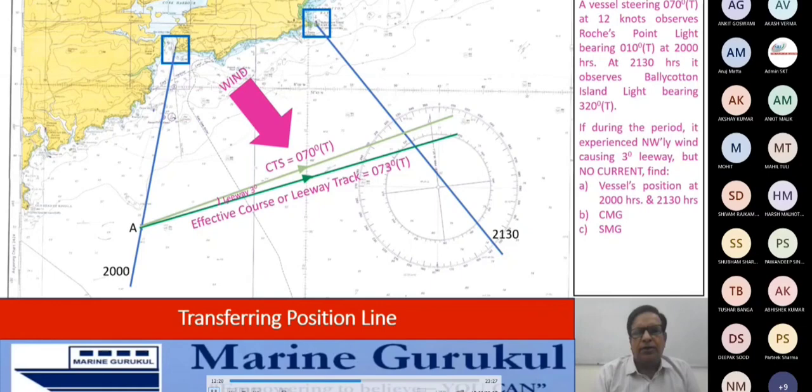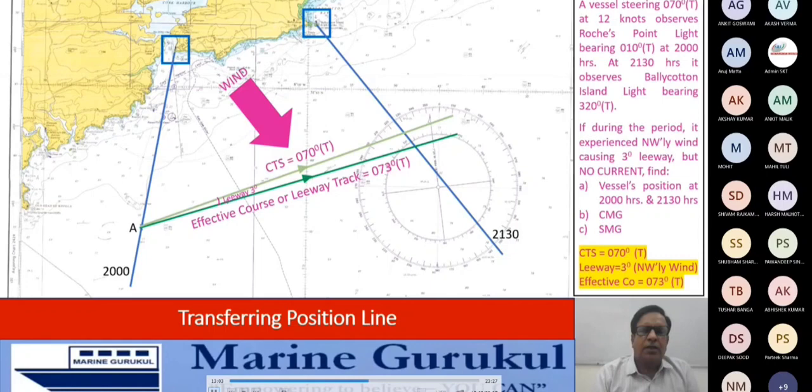As also explained in the video on allowing for wind and current, on chart we may prefer not to plot both these vectors because they will unnecessarily clutter the chart. So if you wish, you may allow for wind on the answer sheet, as you can see the steps showing up in the box. CTS 070 degrees true, leeway 3 degrees, northwesterly wind. Why is the wind direction being reiterated here? Because it has to be seen in conjunction with the CTS to decide whether leeway is to be added or subtracted. And so the effective course becomes 073 degrees true.